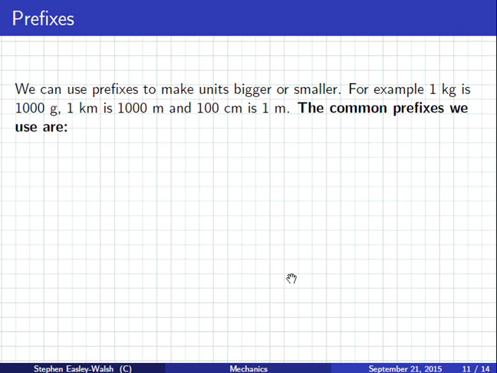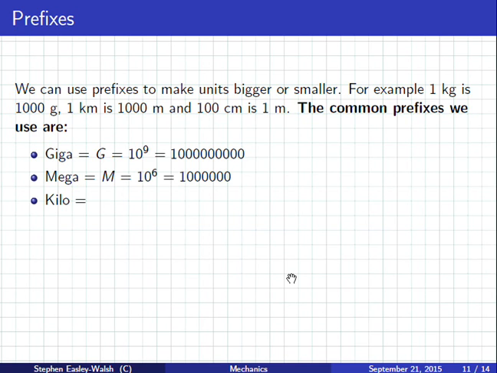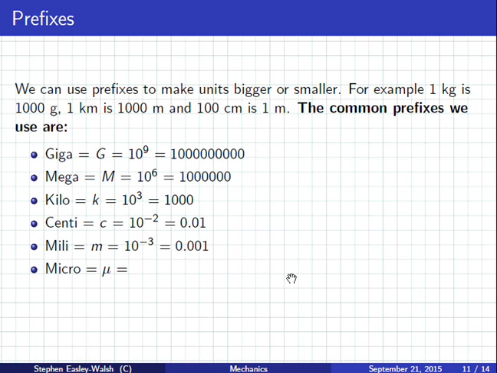So the ones we need to know, and you need to memorize them, we need to know these ones for class. Giga, which is G. Mega. Kilo. Centi. Milli. Micro. And nano. You need to know these for class. You need to have them learned.